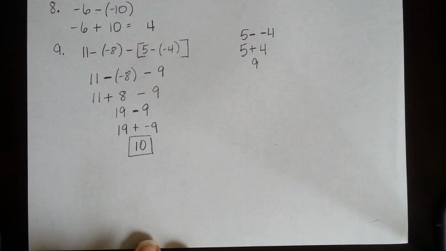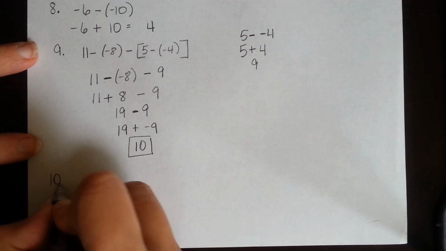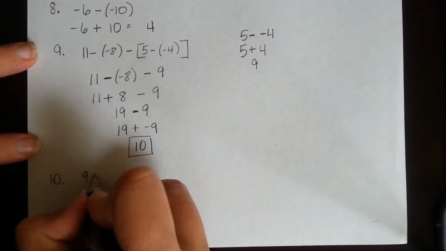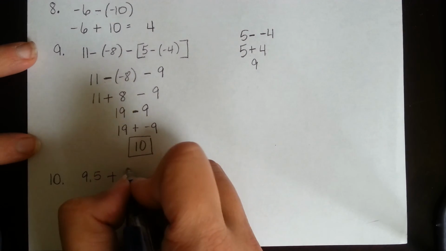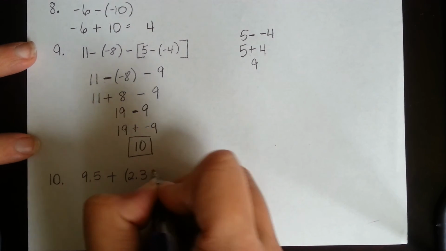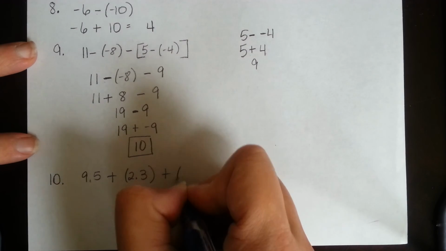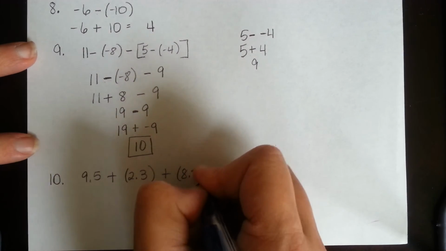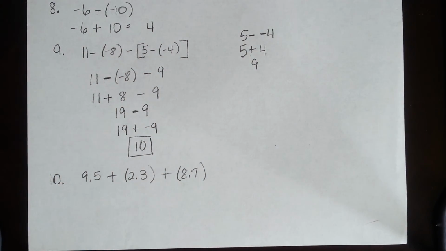Number 10. We have 9.5 plus 2.3 plus 8.7. Now this one looks a little different because it's not just positive or negative whole numbers. It is decimal numbers. But the same rules still apply because these integer rules apply to anything that is positive and negative. So all of these happen to be positive, which means we should be doing a lot of adding.